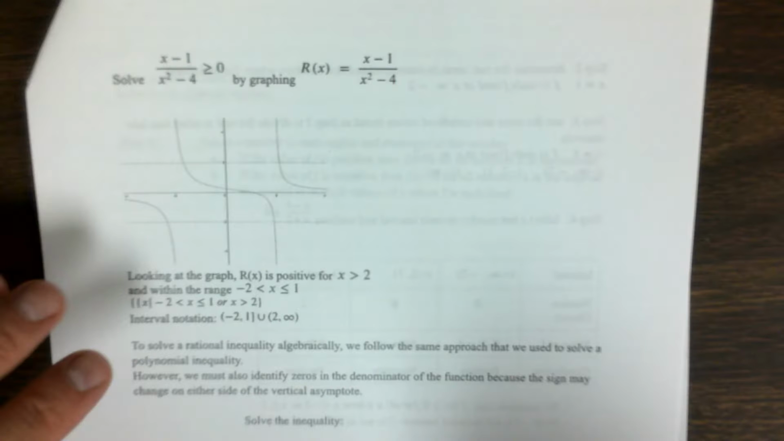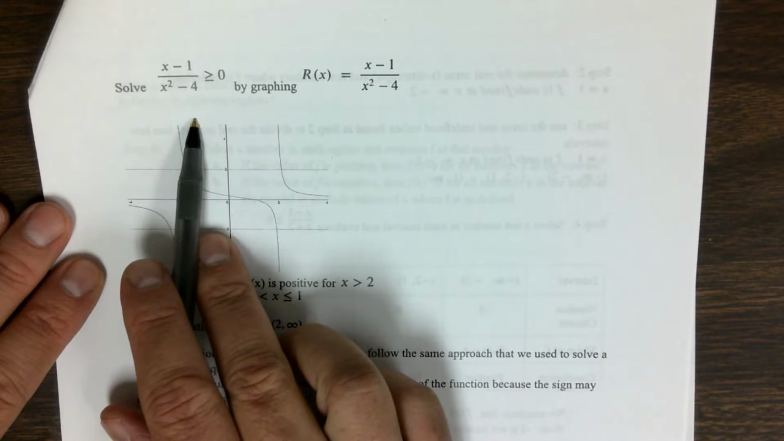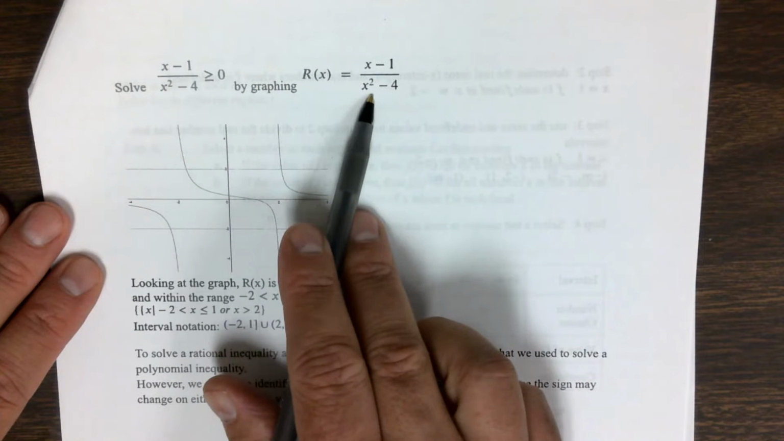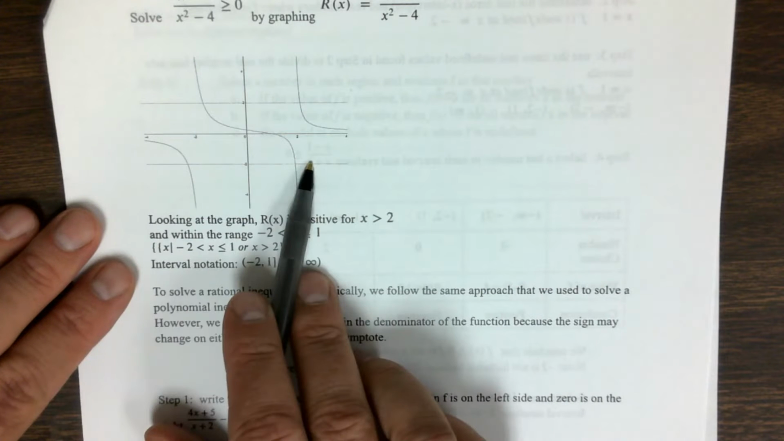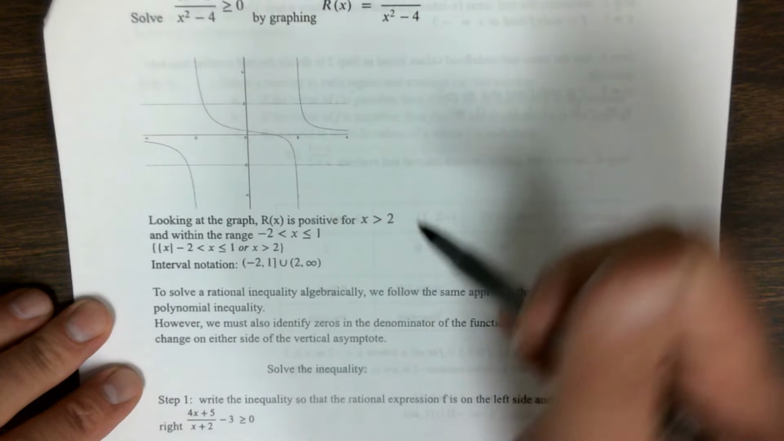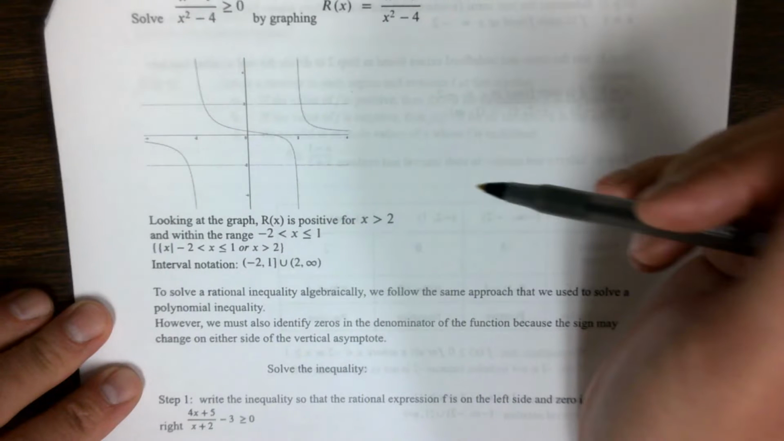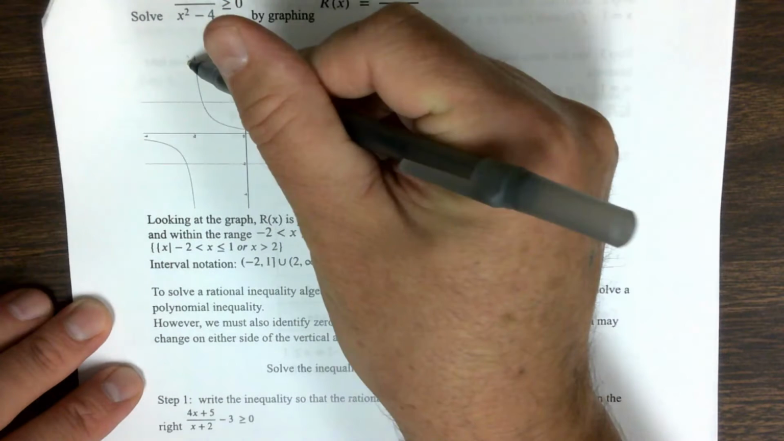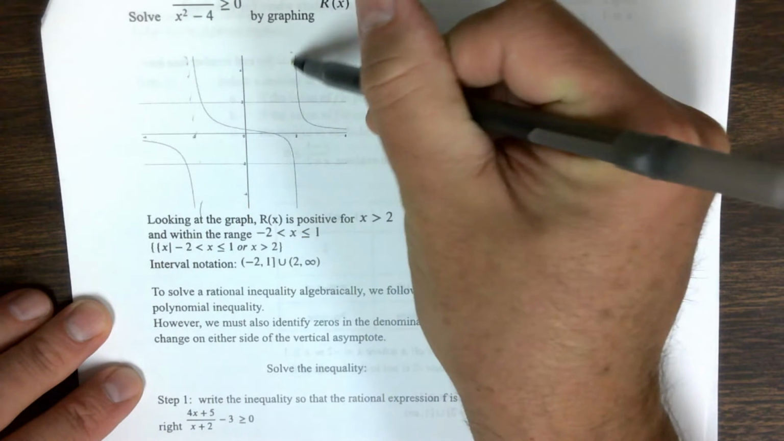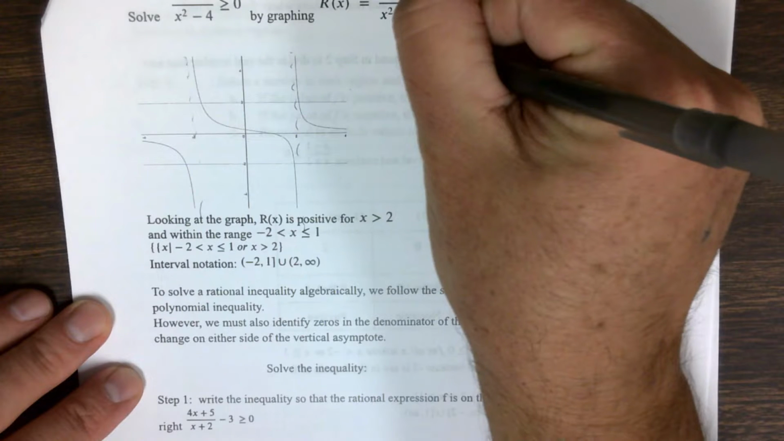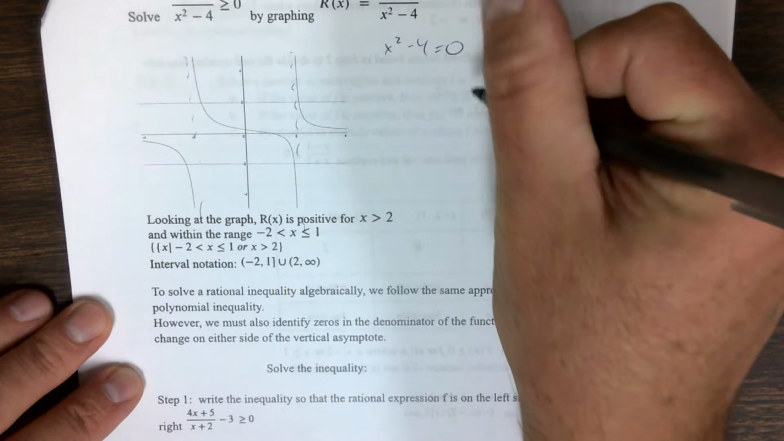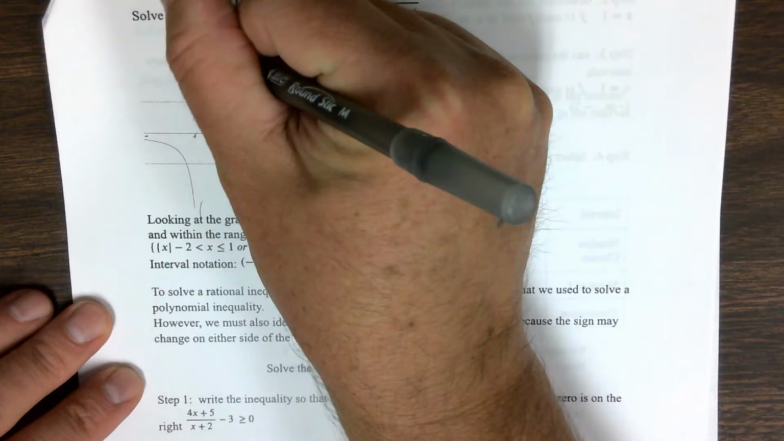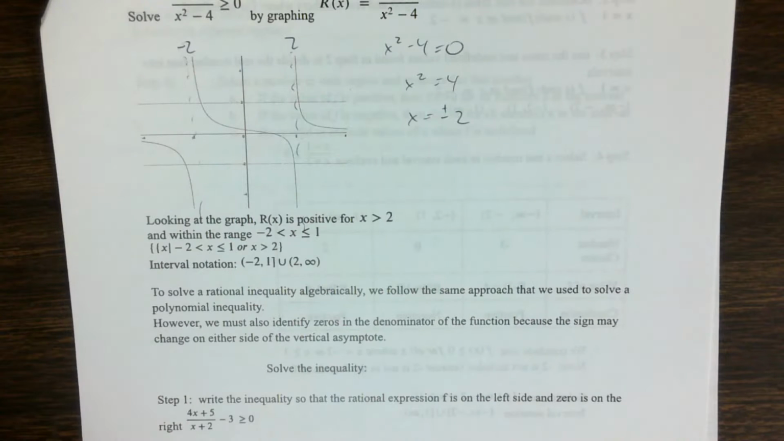On this one, we have greater than or equal to 0, and we have to graph it this way first. And when we do that, we get this graph. So this is -2 and 2, where you have your asymptotes. We have x squared minus 4 equals 0, x squared equals 4, so x is plus or minus 2. So here's your -2 and 2. So those are your vertical asymptotes.